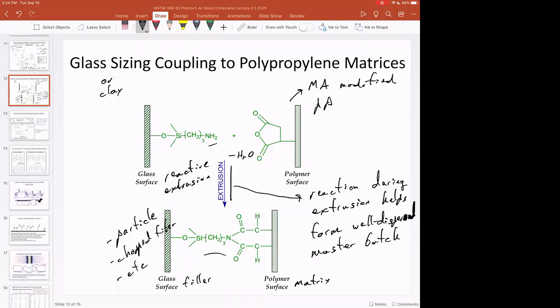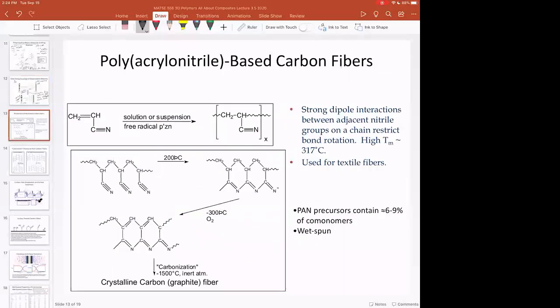So this is the story of glass and polymers. Now we're going to talk about carbon fibers, and you'll notice that it's a very similar story, although there are some details of carbon fibers, like how they're made, which is pretty cool. So if you want to look up how carbon fibers are made, there are these polyacrylonitrile or PAN-based fibers.